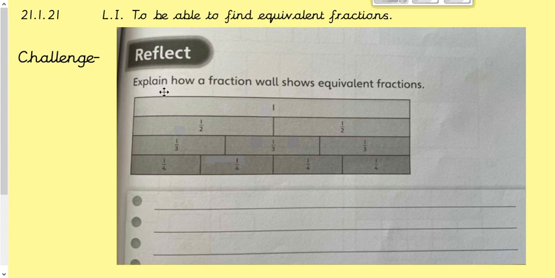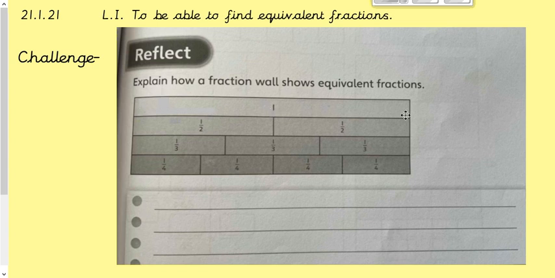as well. So the question was, explain how a fraction wall shows equivalent fractions. So we looked at a fraction wall yesterday. It was the big rainbow one. It's the same as this, okay? It's still a fraction wall, it's just not as nice and colourful and not as big. So you can see at the top it has one, so that is one whole, okay?